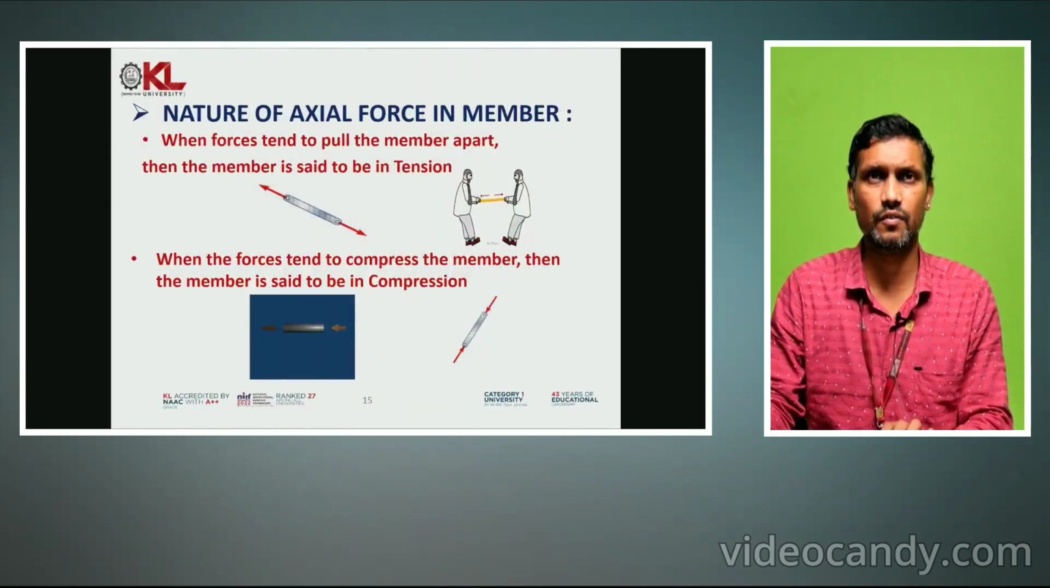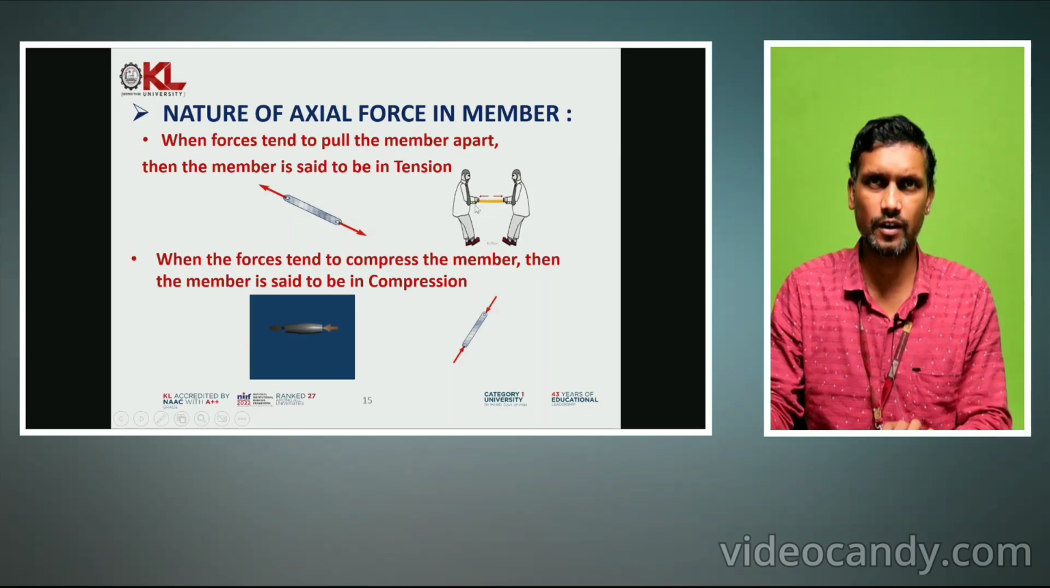Now, nature of forces. The force acting on a member is known as axial force. Why? Because it is acting throughout the axis of the body. Nature of force means, in the above one you can see what is happening. There is one scale or rod and two persons are pulling, stretching from both sides. Force is acting in opposite directions, tension. So this is known as tension force, tensile force.